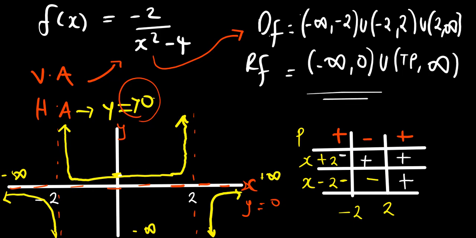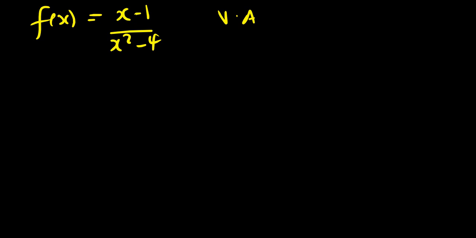Let's have another question. What if they've given you to sketch the function f of x is equals to x minus 1 over x squared minus 4? What are you going to have? Again, to find your vertical asymptote, you're going to equate the denominator to be equals to 0. So now this is a quadratic. x squared minus 4 is equals to 0.